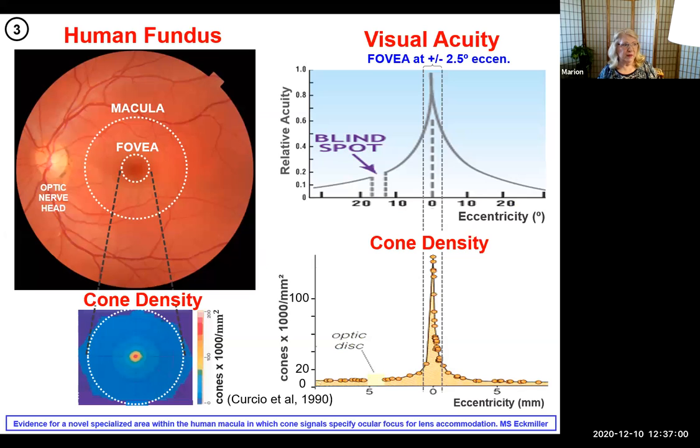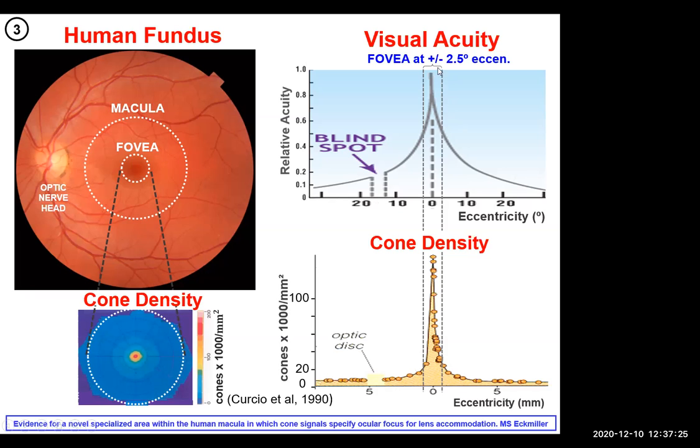So we are all familiar with the human fundus. The optic nerve head is a blind spot because there are no cones. The macula in the center of the fundus has macular pigment. The smaller fovea is highly specialized within the macula. And on the upper right, we see the visual acuity of the human eye as a function of eccentricity.